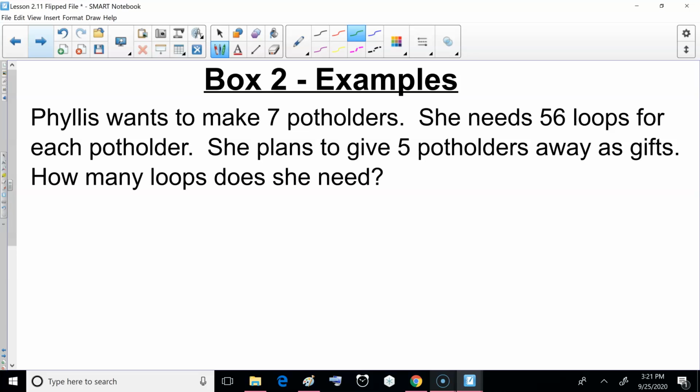Phyllis wants to make 7 pot holders. She needs 56 loops for each pot holder. She plans to give 5 pot holders away as gifts. How many loops does she need?